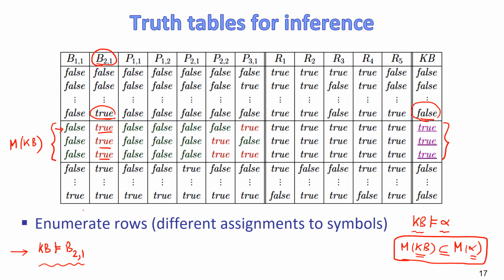What we care about, if we are talking about this entailment, are the models of the knowledge base and the models of B21. Okay? If the models of the knowledge base are a subset of the models of B21, then we can say the knowledge base entails B21. Now, where are the models of B21, Abdurrahman?